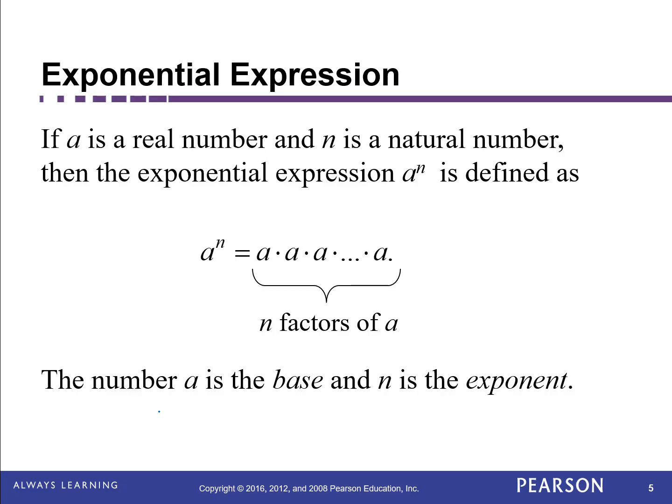Let's start with the exponential expression. If a is a real number and n is a natural number, then the exponential expression a raised to the n is defined as a times a times a times dot dot dot times a. Basically n factors of a. a is the base and n is the exponent. So for instance, if we had a to the fifth, that would be a times a times a times a times a. Just multiplying 5 a's.